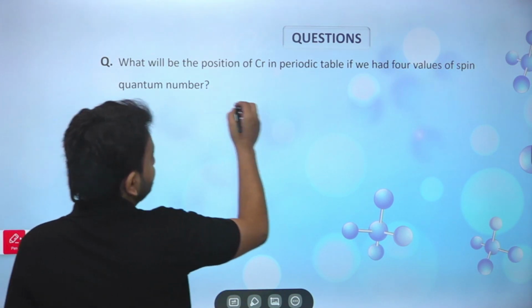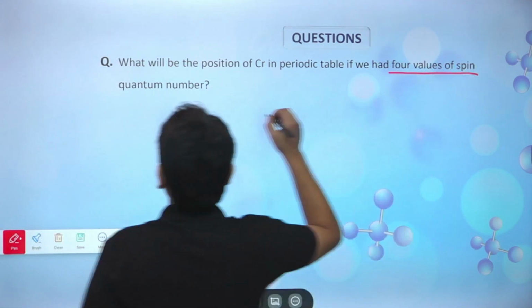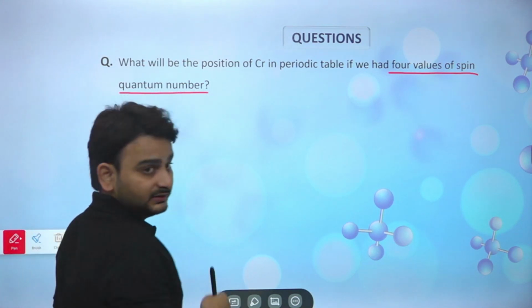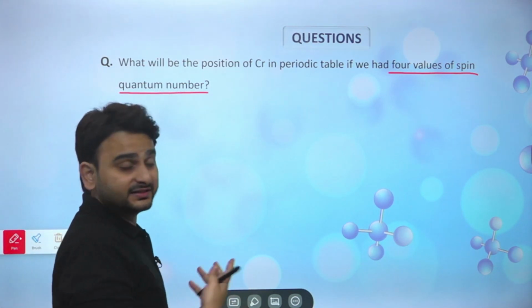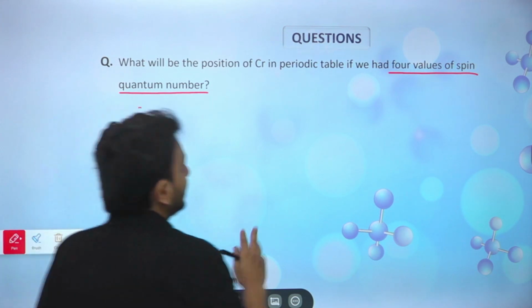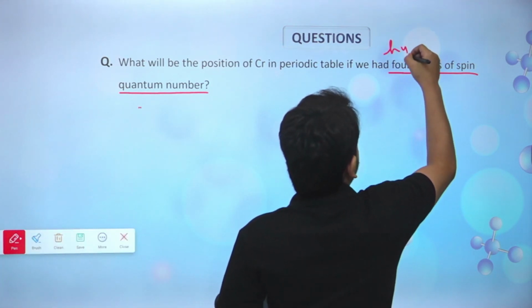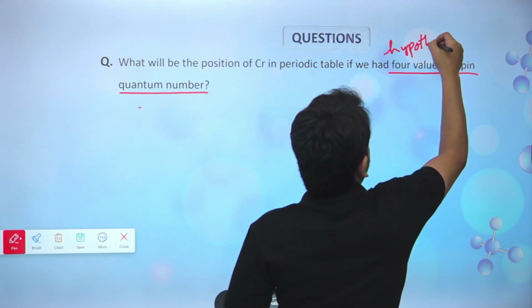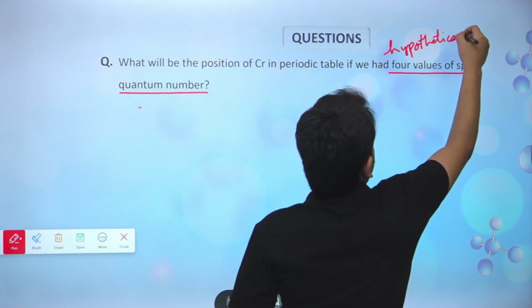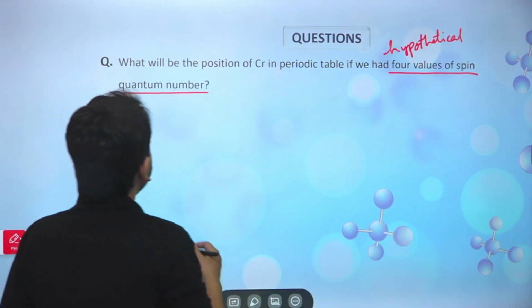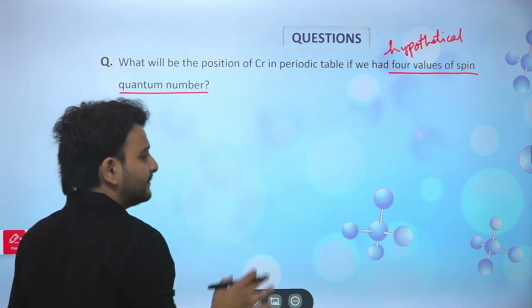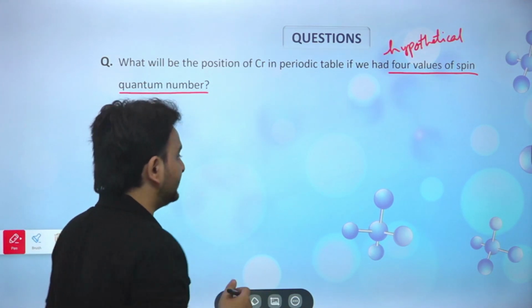What if there were 4 spins to the electrons that could enter the subshells? So this is hypothetical, of course. This does not happen. There are only 2 spins, that's what we know scientifically. This is a hypothetical case. What if this happens?